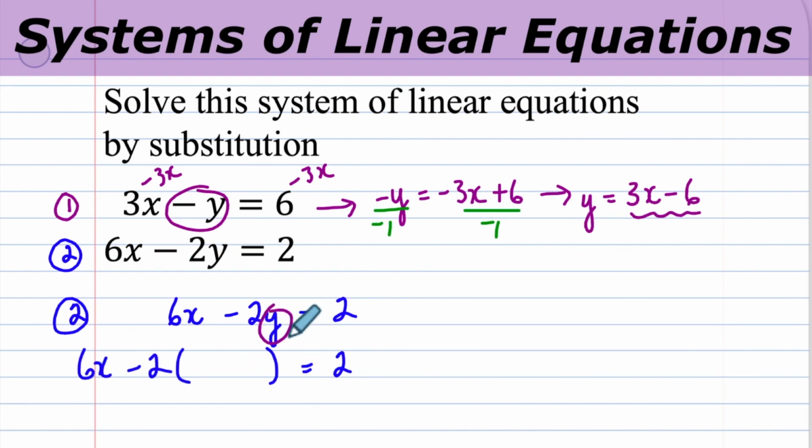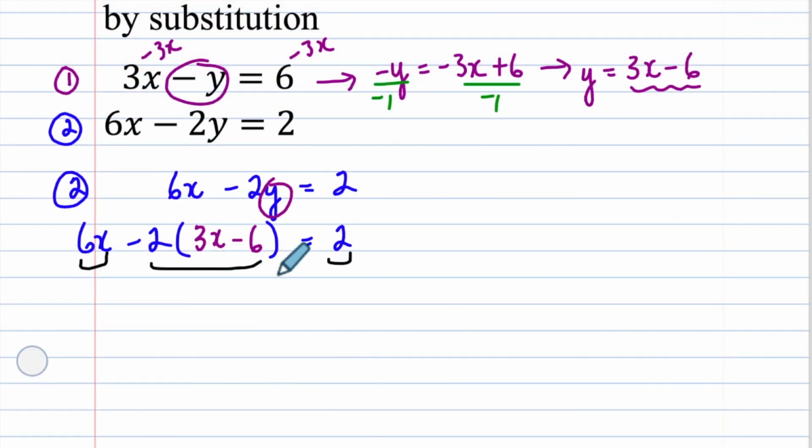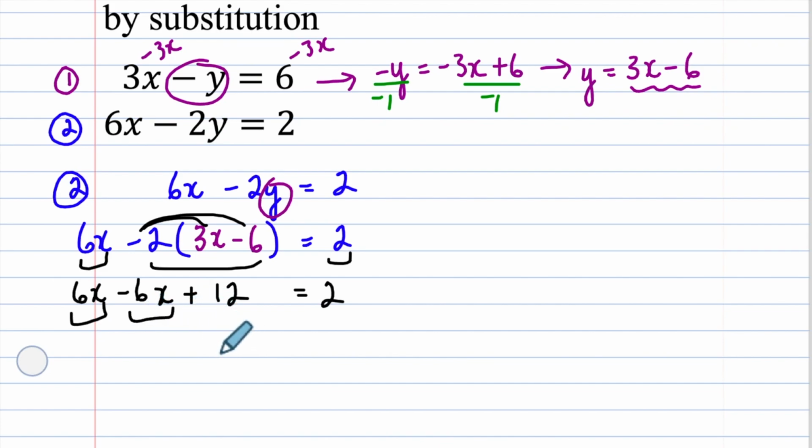Use a bracket to substitute in the 3x minus 6. Follow your order of operations by distributing first. Negative 2 times positive 3x is negative 6x. Negative 2 times negative 6 is positive 12, is equal to 2. 6x minus 6x is 0x. Subtract 12 and we get a negative 10.